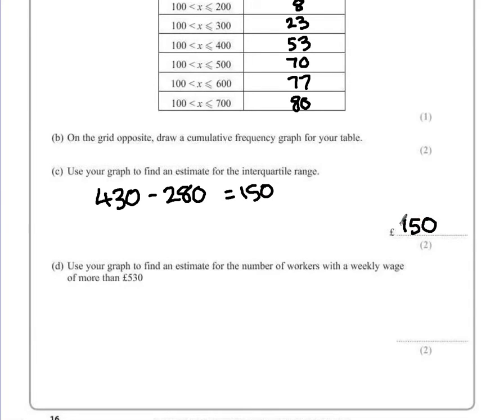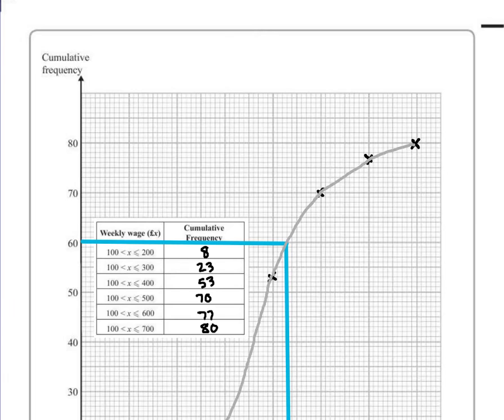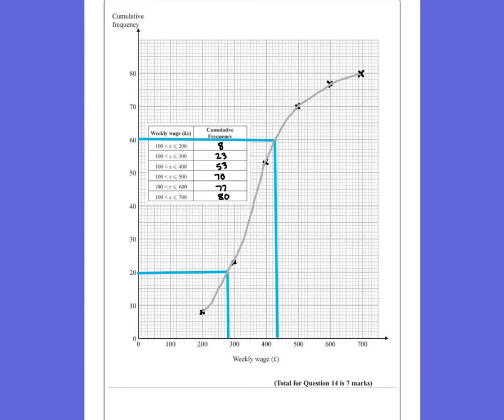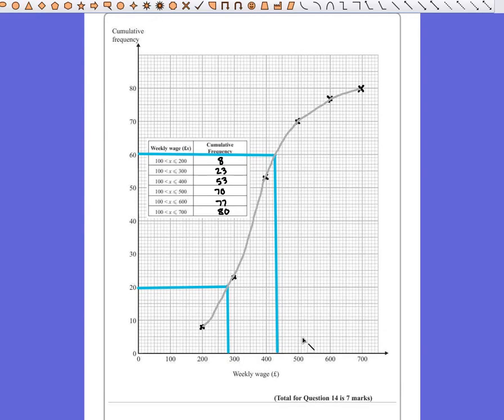Part D, use your graph to find an estimate for the number of workers with a weekly wage of more than £530. So we need to go back to our graph. £530 is what we're looking for. Again, let's zoom out so that we can actually see the whole graph. Might have been easier if I'd done this when plotting the graph. £530 is about here. 500 is this thick bold line. So we go 1, 2, 3, 530 is here.